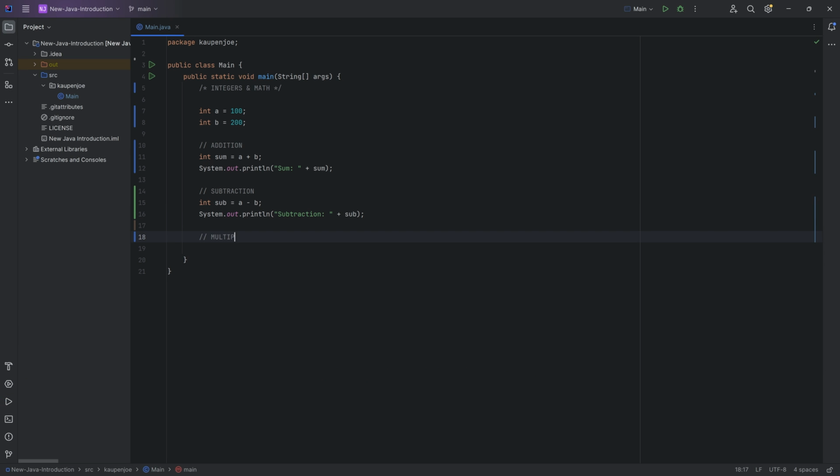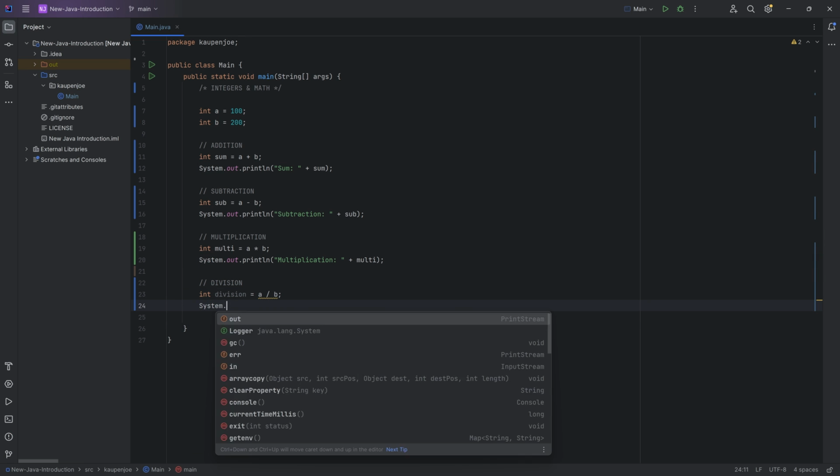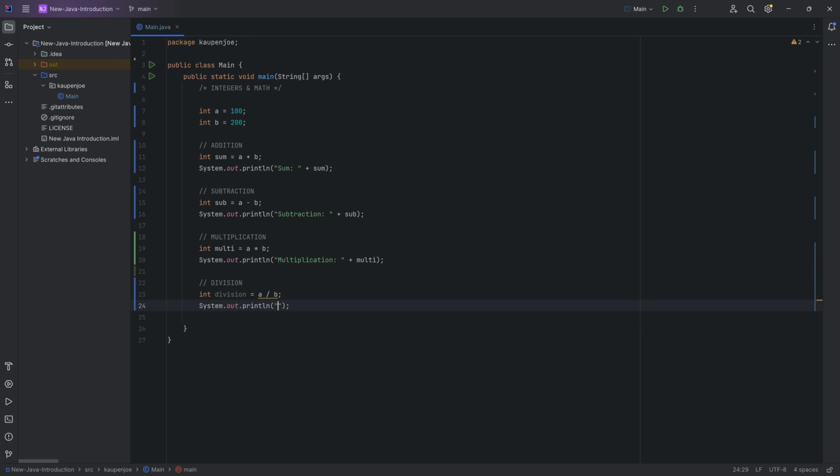Then we can continue with multiplication over here, which is going to be an integer called multi, and this is going to be A times B. And what we can do is, once again, System.out.println, and we can say multiplication, and that's going to be multi over here. There you go. And let's just add the division over here as well, because why not? Division is, of course, A divided by B in this case. And then we can say System.out.println, and we can say division is going to be division over here.